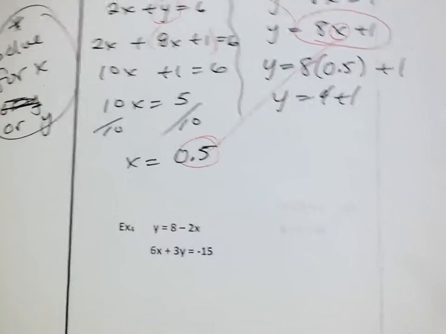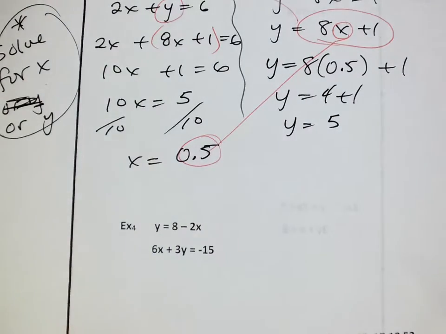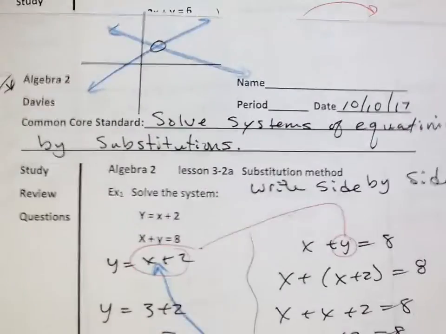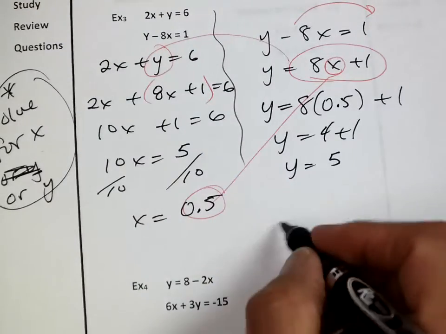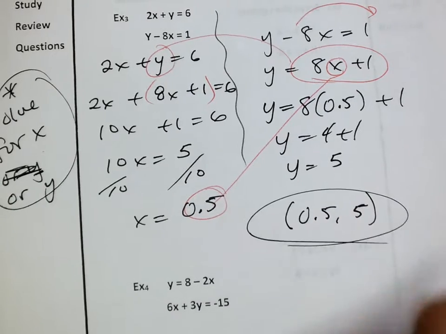You have to know, Kenzie. Y equals 5. So our answer, remember, flip the page for a second, I'll flip back. We're looking for where two lines intersect, right? So our answer has to be a point. 0.5 comma 5. Okay.